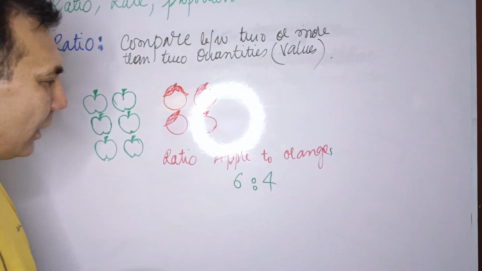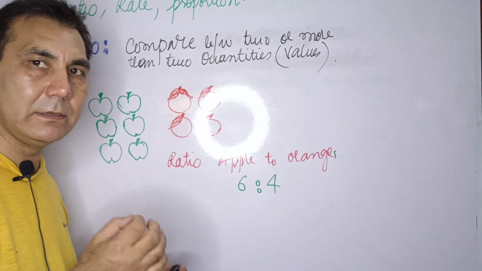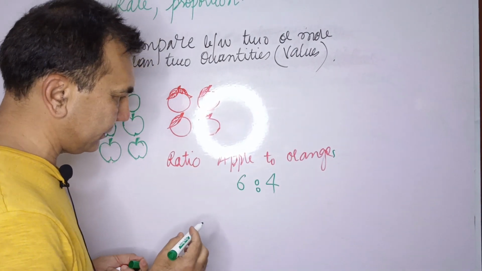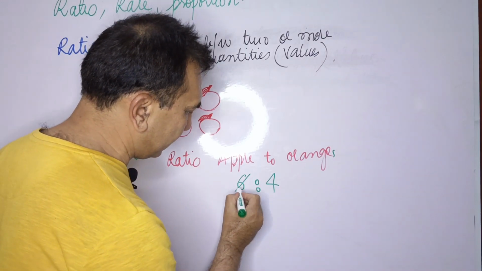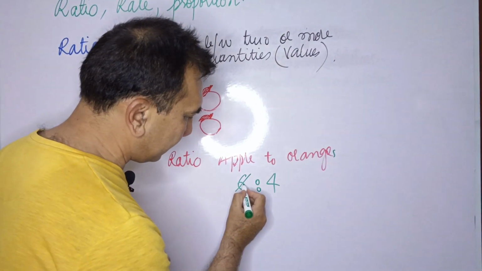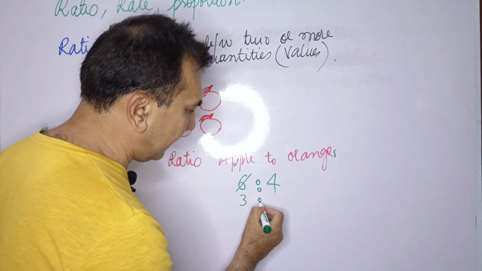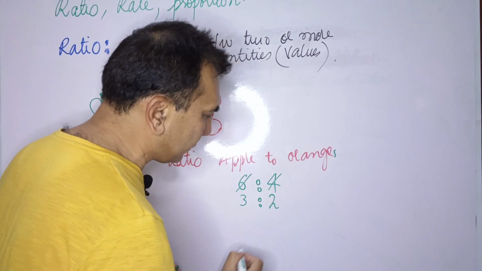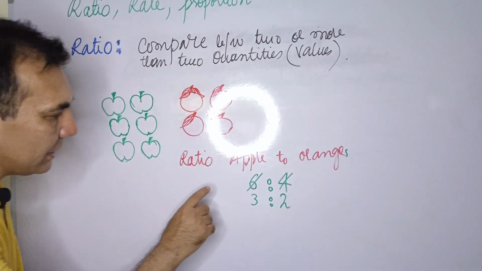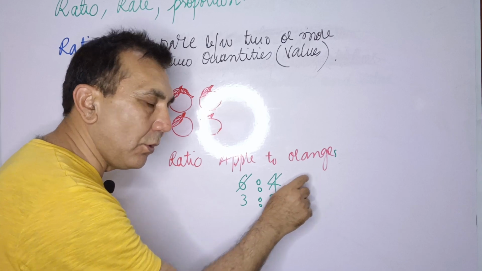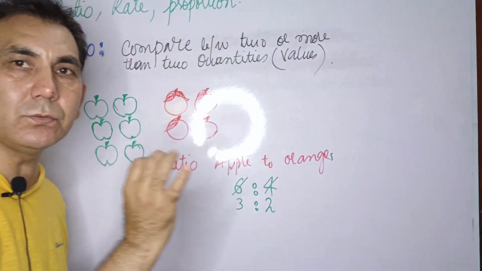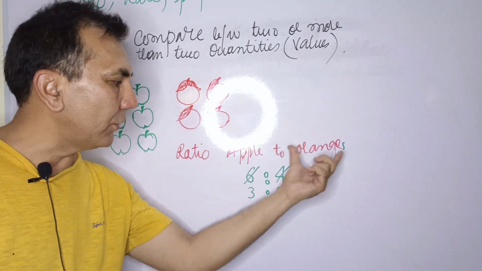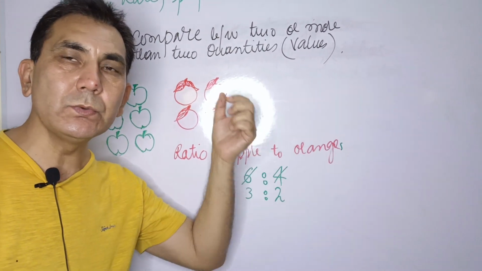Now we will divide by the largest common number. So we divide by 2: 6 divided by 2 comes up with 3, and 4 divided by 2 comes up with 2. So the ratio of the apple to the orange is 3 to 2. Means the ratio of apple to orange is 3 to 2.